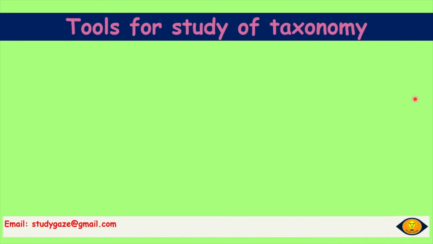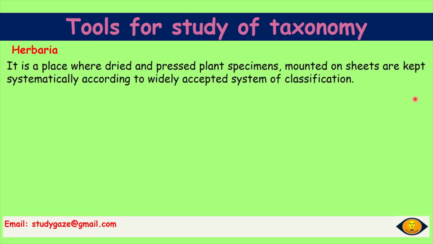Let's talk about the final portion, that is the tools for study of taxonomy. Let's talk about herbaria. It is a place where dried and pressed plant specimens mounted on sheets are kept systematically according to a widely accepted system of classification.